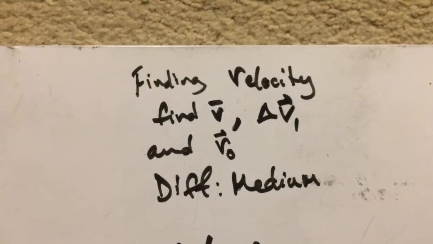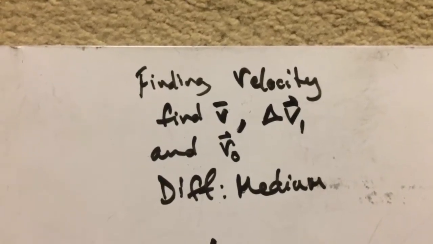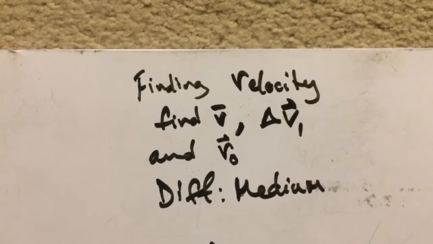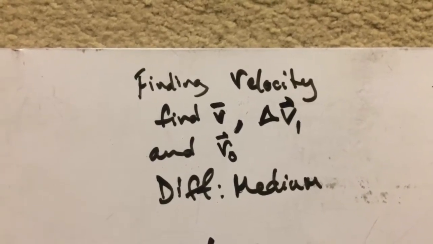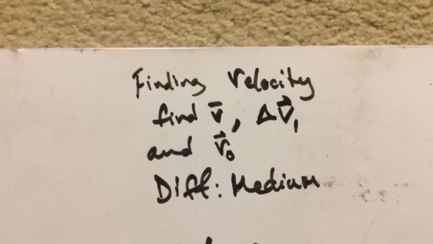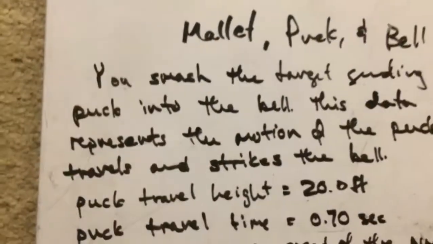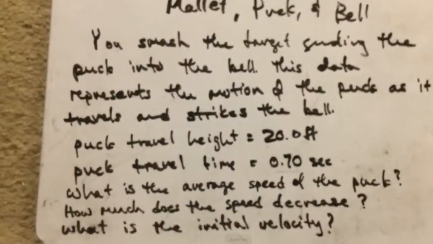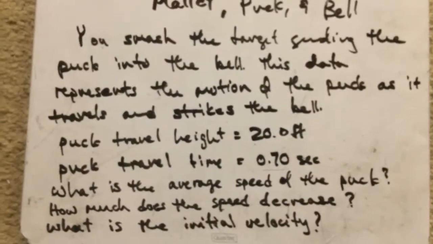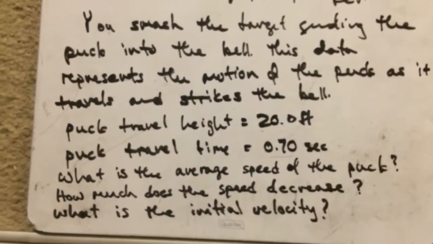This is a physics problem involving finding velocities. Find the average velocity, the change in velocity, and the initial velocity. Difficulty, medium. You smash the target, sending the puck into the bell. This data represents the motion of the puck as it travels and strikes the bell.